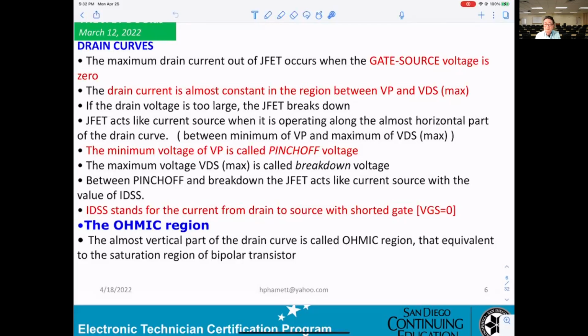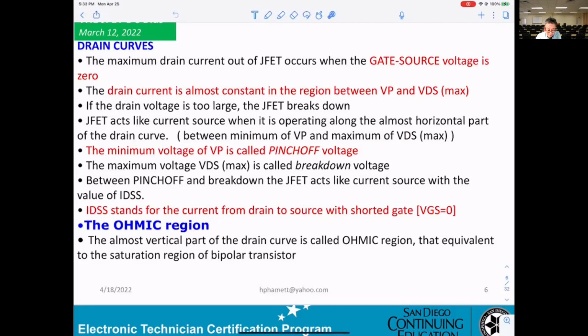That means VGS is shorted. The drain current is almost constant in the region between VP and VDS max. If the drain voltage is too large, the JFET will break down. A JFET acts like a current source when it's operating along the almost horizontal path of the drain curve, between the minimum of VP, the pinch-off voltage, and the maximum of VDS max.